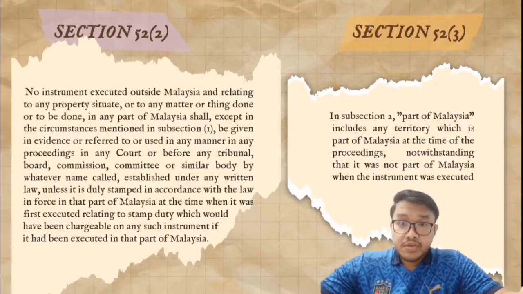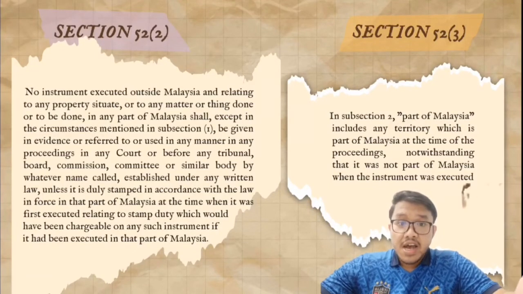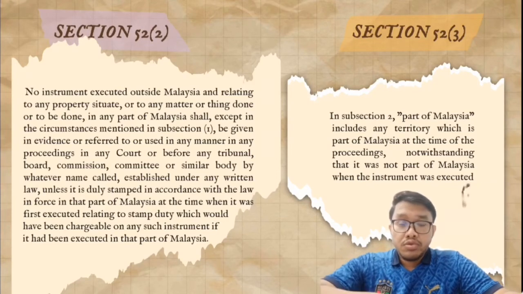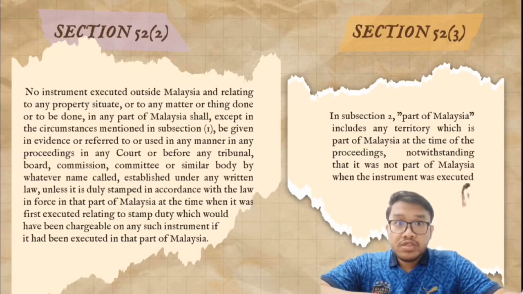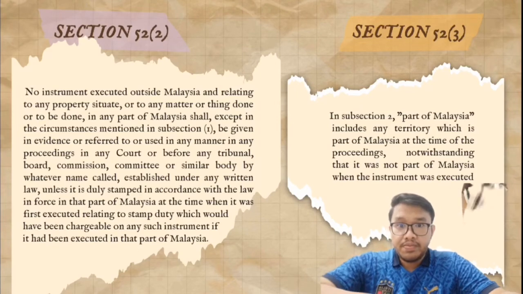Next, section 52 subsection 2 also mentions that no instrument executed outside Malaysia or relating to property in Malaysia or a matter done or to be done in Malaysia shall, except in the circumstances mentioned in subsection 1, be given in evidence or referred to or used in any proceedings in any court or before any tribunal, board, commission, committee or similar body established under any written law, unless it is duly stamped in accordance with the law.